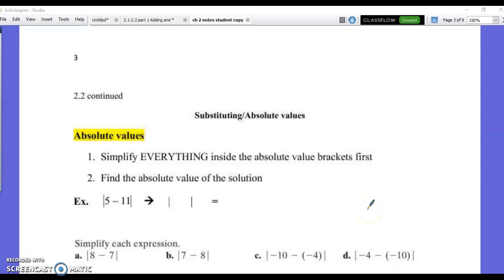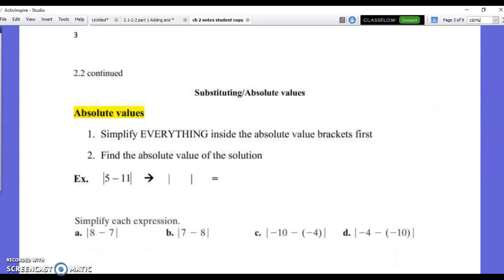All right, on this part of the notes, we're going to really talk about substituting. We've talked about substituting numbers before, but now that we have introduced negative numbers and integers, we're going to talk about how that's going to look and how I want you to do it so that we can make sure we're getting the right answers.